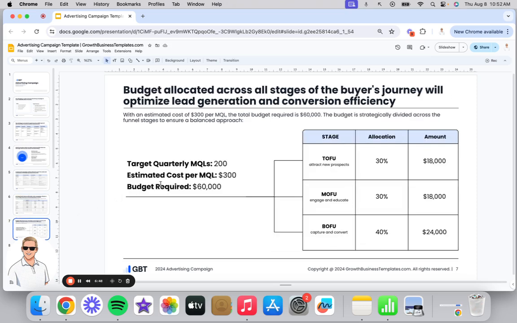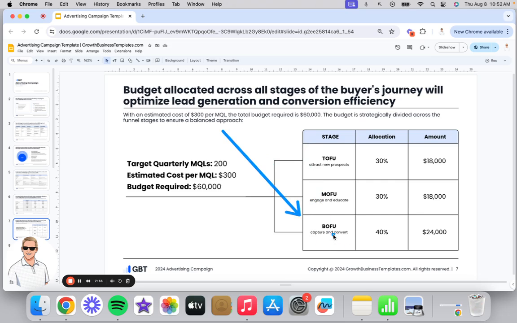Next, we get into budget allocation. So you're figuring out what your targets are, and that's an important place to start. Then you have to determine, well, how much money are we going to spend, and how are we going to allocate that to content and creative at different stages of the funnel. And so here, this is an allocation across top of the funnel, middle of the funnel, and bottom of the funnel to capture and convert.